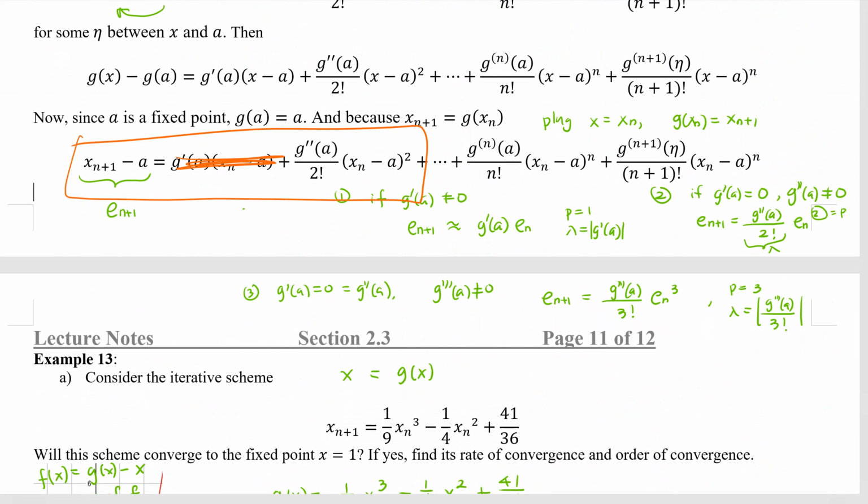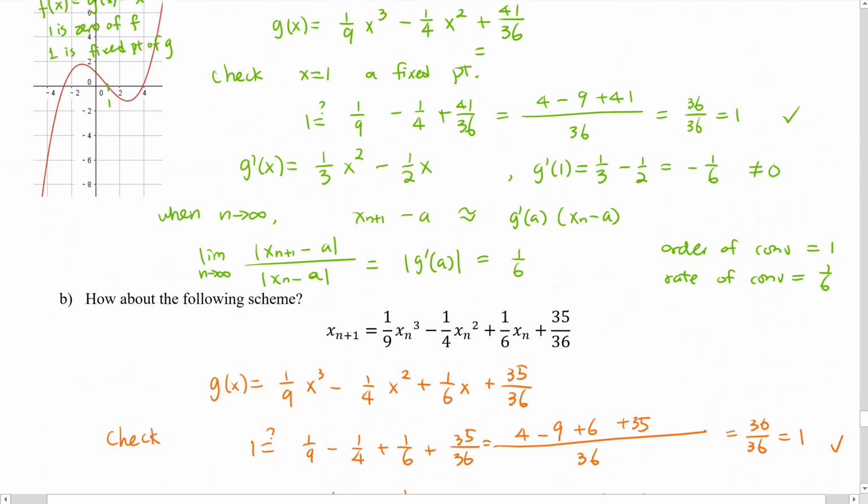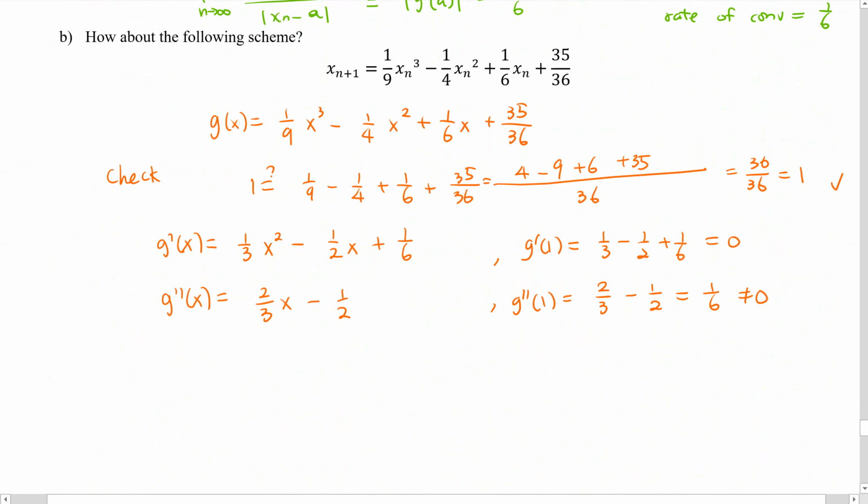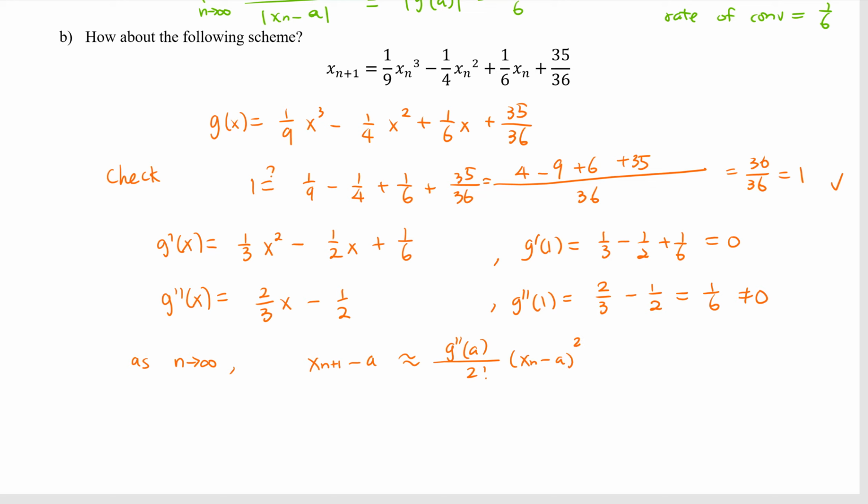Then we have that this is approximately the second derivative evaluated at a over 2 factorial times the error e_n squared, right? Okay, let's copy it down here. As n goes to infinity, it looks like x_{n+1} minus a is approximately the second derivative over 2 factorial times (x_n minus a) squared, right? Because g prime of a is 0 in this case.